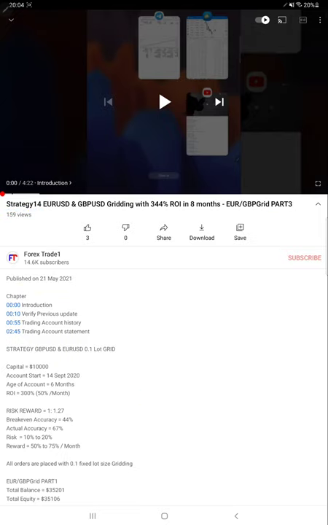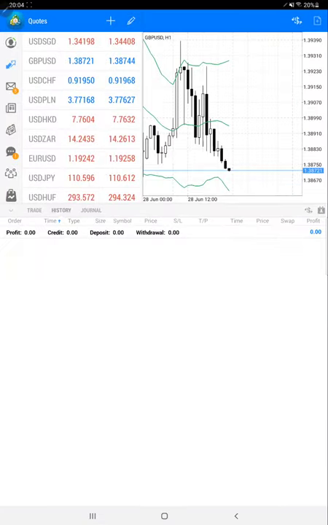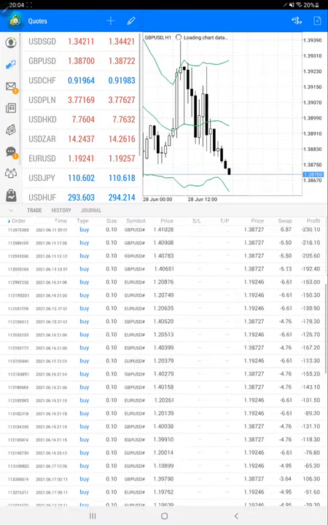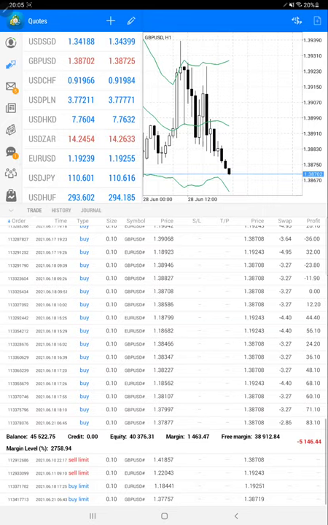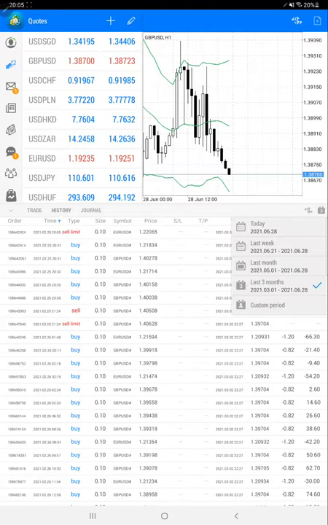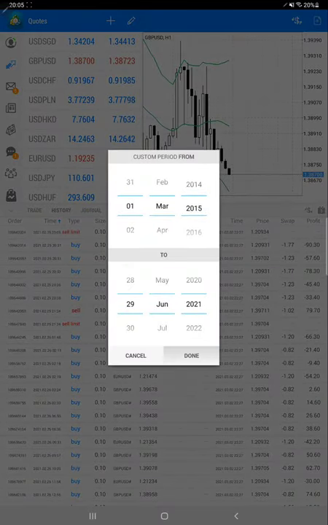And now we will start from the current profit, which has increased by almost nearly $2,000. So we will start from the trading account history. Here we have some of the trades going on. The negative M2M is $5,000, and we will see the history. We'll select the custom period for all history.